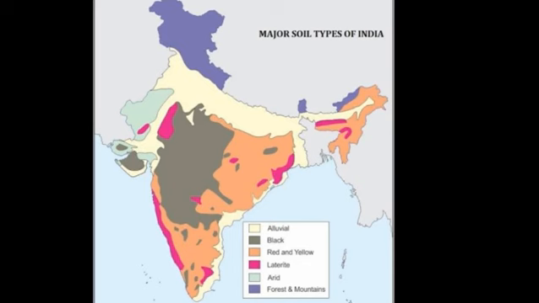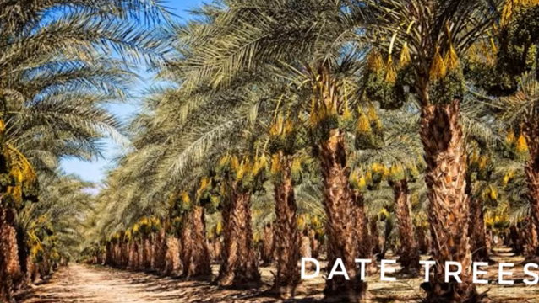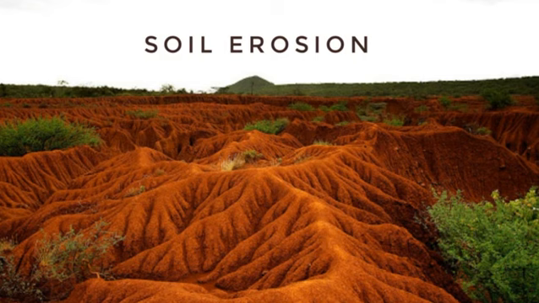Desert soil is found in places where there is little rain. This soil is found in the Thar Desert of Rajasthan and parts of Punjab, Haryana and Gujarat. Date palms, barley, millets, maize, groundnut and chilies are some of the crops which are grown in desert or sandy soil. Next, we are going to read about soil erosion.